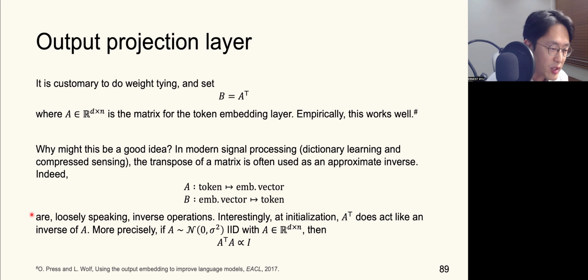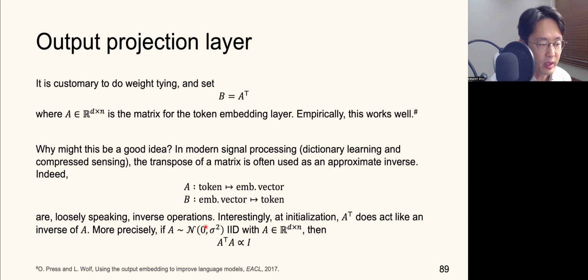Now, the matrix A and the matrix B are not even square matrices. So of course, the exact inverse of these matrices will not exist. But interestingly, it turns out that if you have a rectangular matrix A, and if the entries are randomly initialized, at initialization, the matrix A transpose does act like an approximate inverse of A.